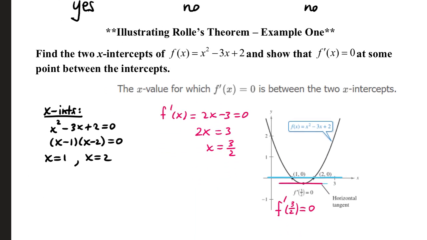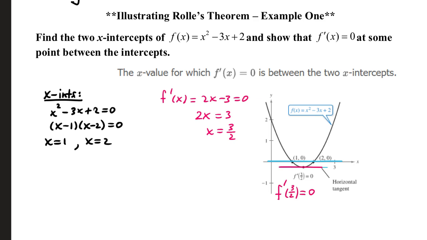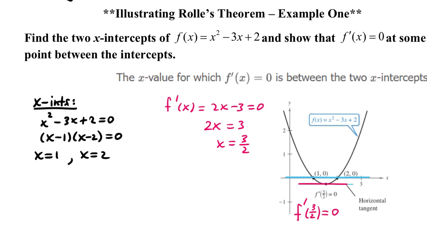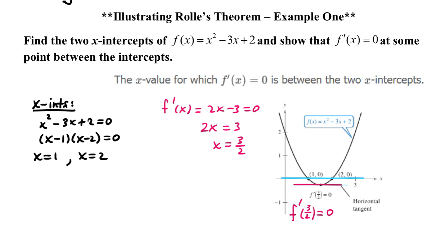Let's look at an example illustrating Rolle's theorem. Let me try to spread this out a little bit for you. Not too far. There we go. Find the two x-intercepts of f of x equals x squared minus 3x plus 2, and show that f prime of x equals 0 at some point between the intercepts.